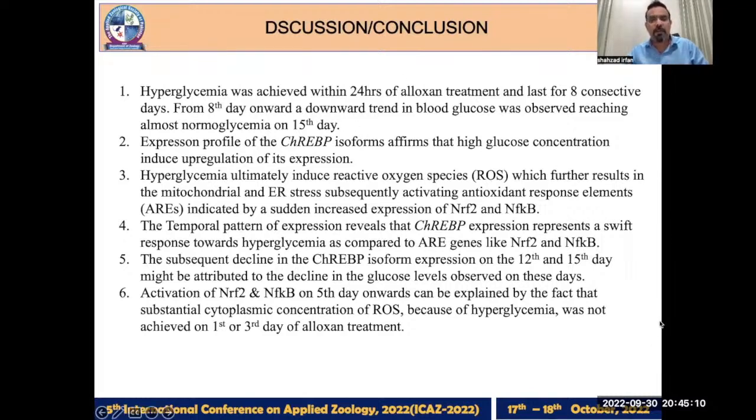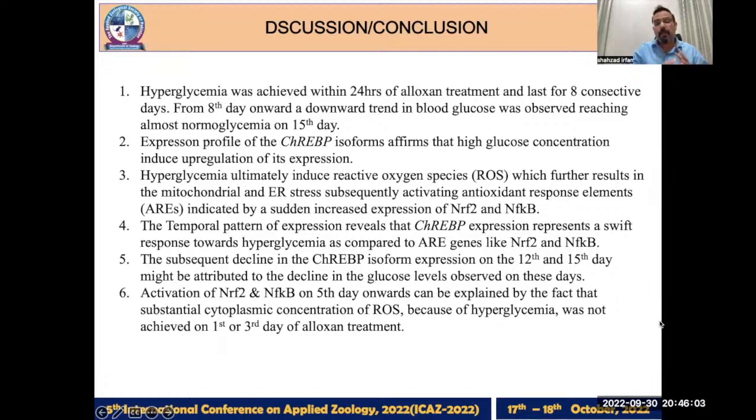Hyperglycemia was achieved within 24 hours of the single Alloxan dose and lasted for 8 consecutive days. From the 8th day onward, a downward trend in the blood glucose was observed, reaching almost normal glycemia. The expression profile of the CREB isoforms affirms that high glucose concentration induces upregulation of expression. Hyperglycemia ultimately induced reactive oxygen species, which further results in mitochondrial and endoplasmic reticulum stress. So the mitochondrial and ER stress will eventually activate the antioxidant response elements. This is indicated by the sudden increased expression of NRF2 and NFKB.